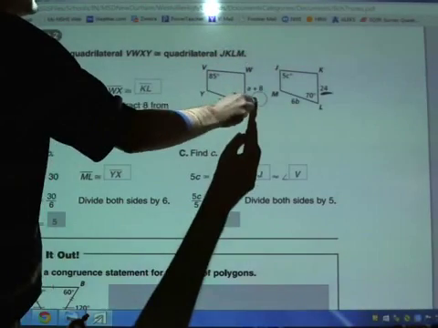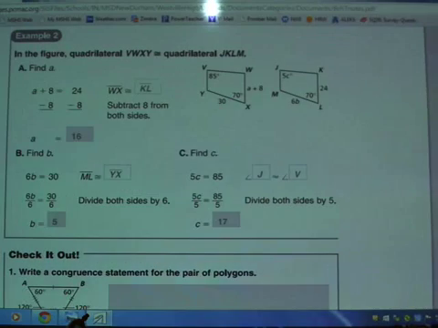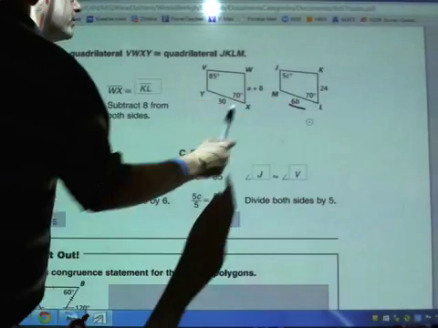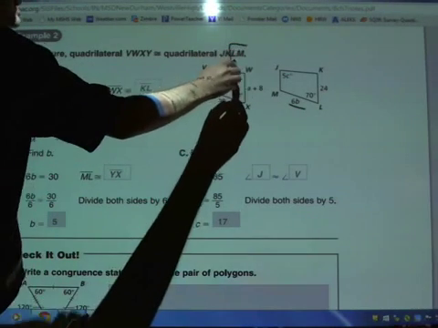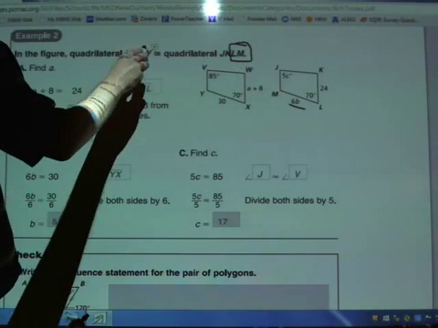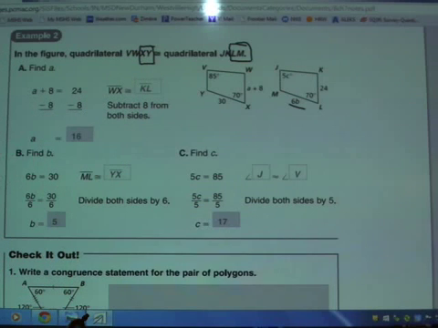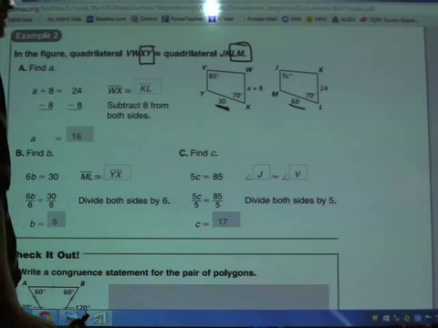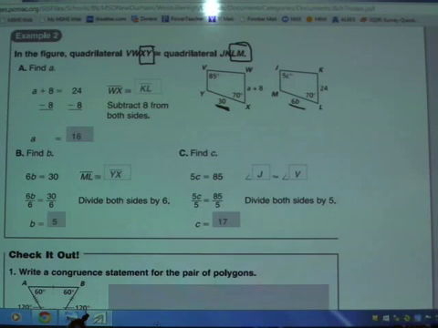Okay, so now let's talk about finding B. When they're asking us to find B, B is on this side here marked ML. ML are the last two letters in the congruence statement. The last two letters over here are XY. And as you can see, when we look at the other illustration, that's marked 30. So 6B must be the same as 30. I'm going to solve that equation and chop out the 6 on both sides, and we find out that B is 5.